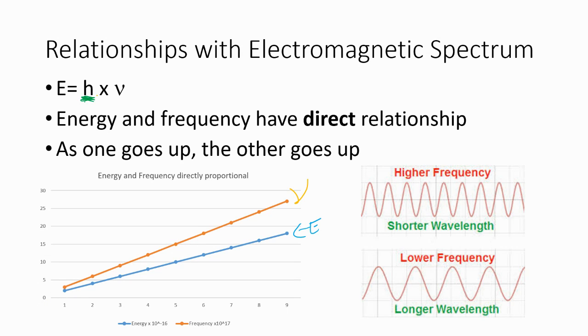Think about it: if this constant is, let's say, 6, then frequency equals 1, energy equals 6. Frequency equals 2, energy equals 12. Frequency equals 3, energy equals 18. It keeps going up with frequency. They go up together because you're just multiplying whatever the frequency is by Planck's constant to get the energy. All right, now here's another way to think about this.